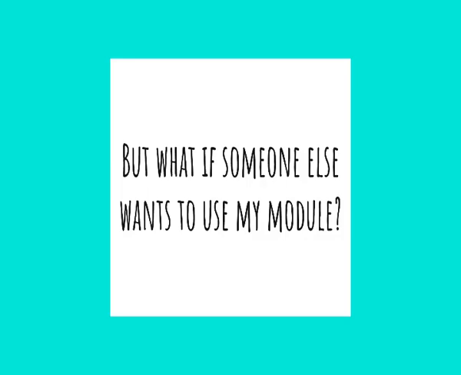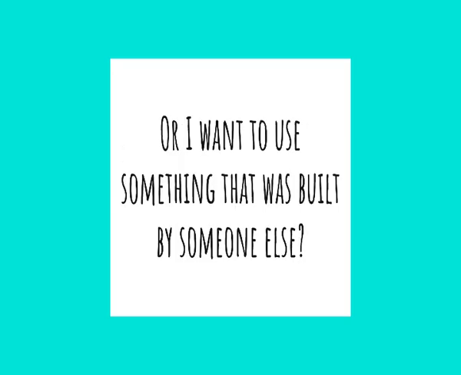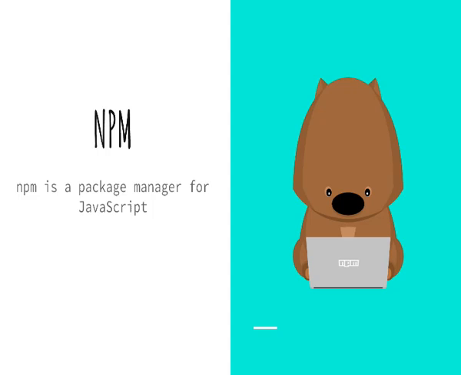But what happens if someone else wants to use my module? What happens if you want to pull out number 42 and use it in your code base? Or what happens if I want to use a module that you've written which returns 37, let's say, which was built by somebody else? So you can use a thing called npm. Now, npm is originally known as the Node package manager, but it's moved away from that, and it's a JavaScript package manager now. That's the cute little logo.